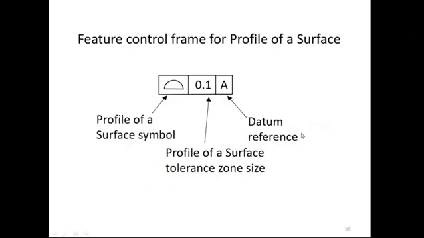Then friends, one more kind of GD&T symbol is the feature control frame for profile of a surface. We want to define a profile of a surface. Here in this block we write the profile of a surface symbol. The next one is the profile of a surface tolerance zone size, what kind of tolerance zone you want. And this is the datum reference, with respect to which one. We require to give some references, with respect to which you want, and we give them in this block.